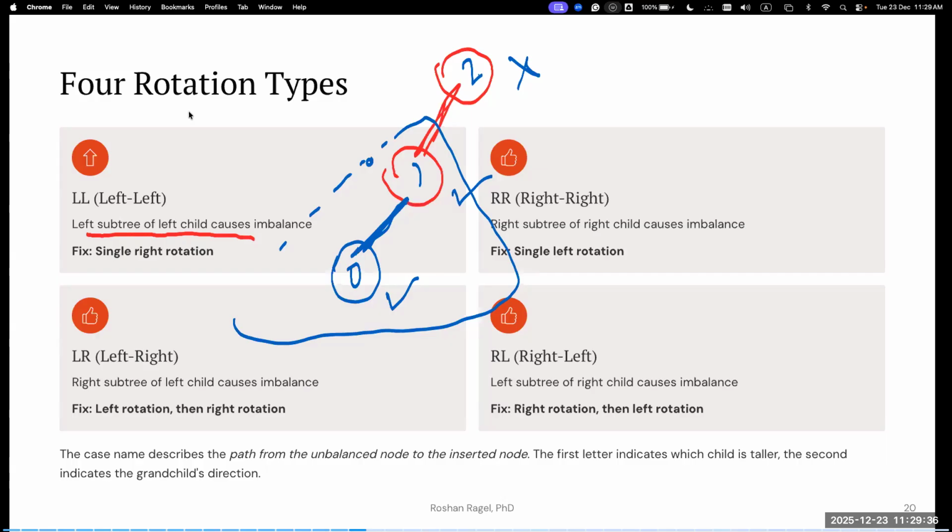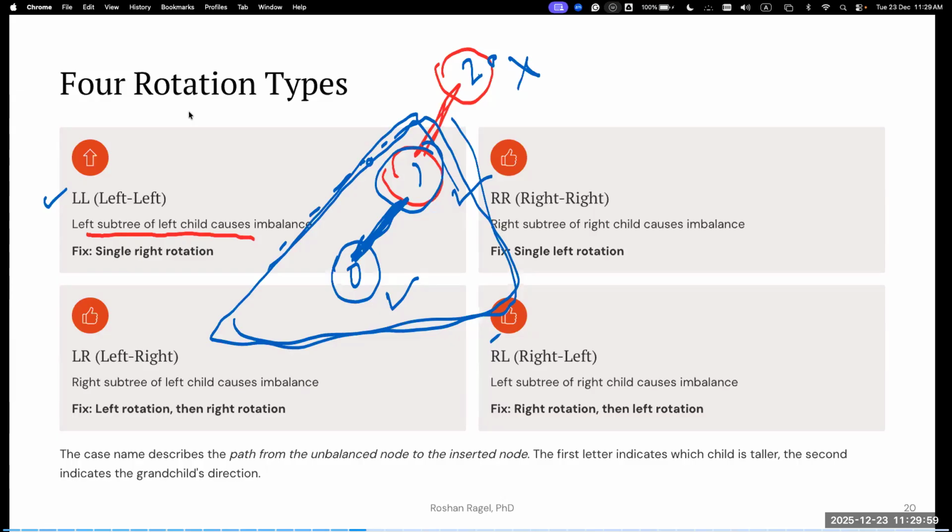So that is exactly case 1, right? The imbalance here has happened because of the left subtree and also the left node of the left subtree, right? So if you take this subtree, this is the root and this is the left node, or the left child. So this is one way of imbalance.